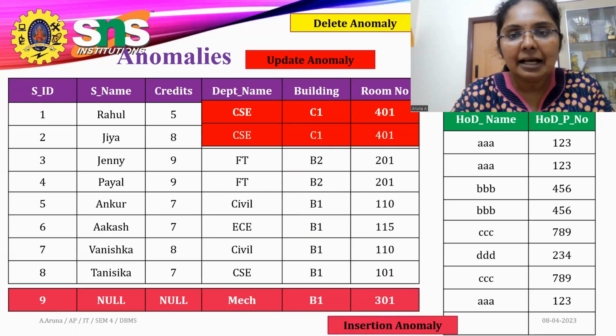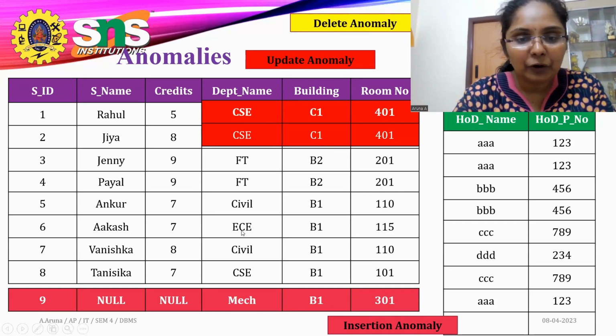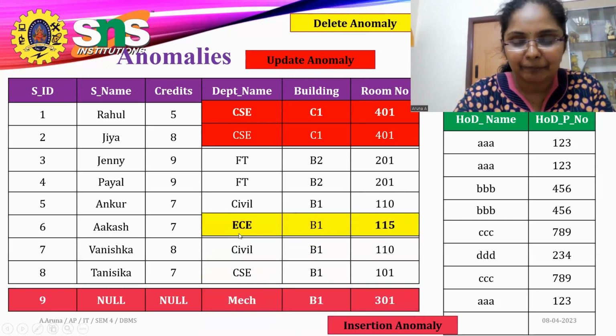The next one, the last one, is the delete anomaly. In the delete anomaly, if I want to remove that ECE department, if I directly remove it from the table, then the table doesn't have an ECE department anymore.